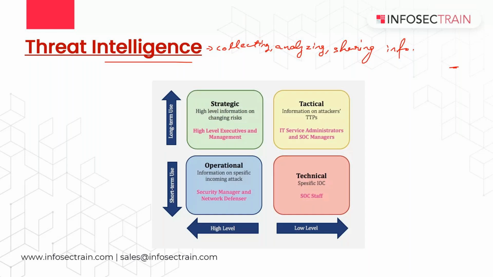So threat intelligence is there because, see, cyber threats are evolving constantly, right? The threat landscape is changing, rapidly changing. So without intelligence on these emerging threats, organizations can remain vulnerable, isn't it? So threat intelligence helps you to predict, prevent, and respond also to cyber threats in an effective manner.